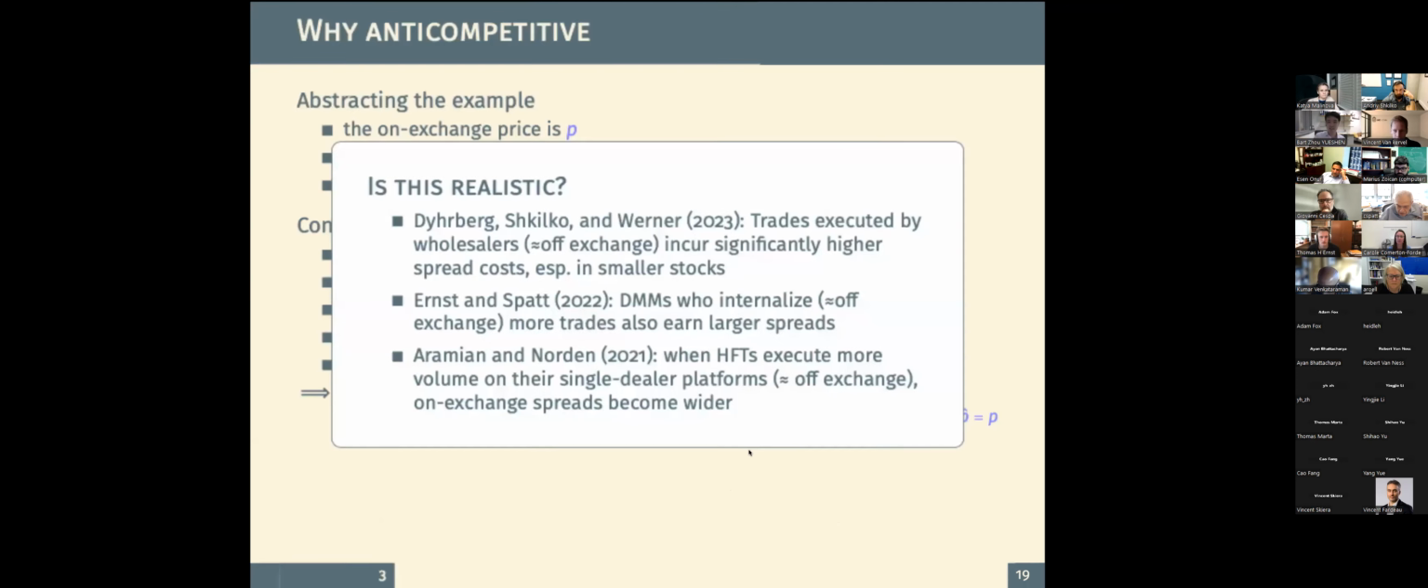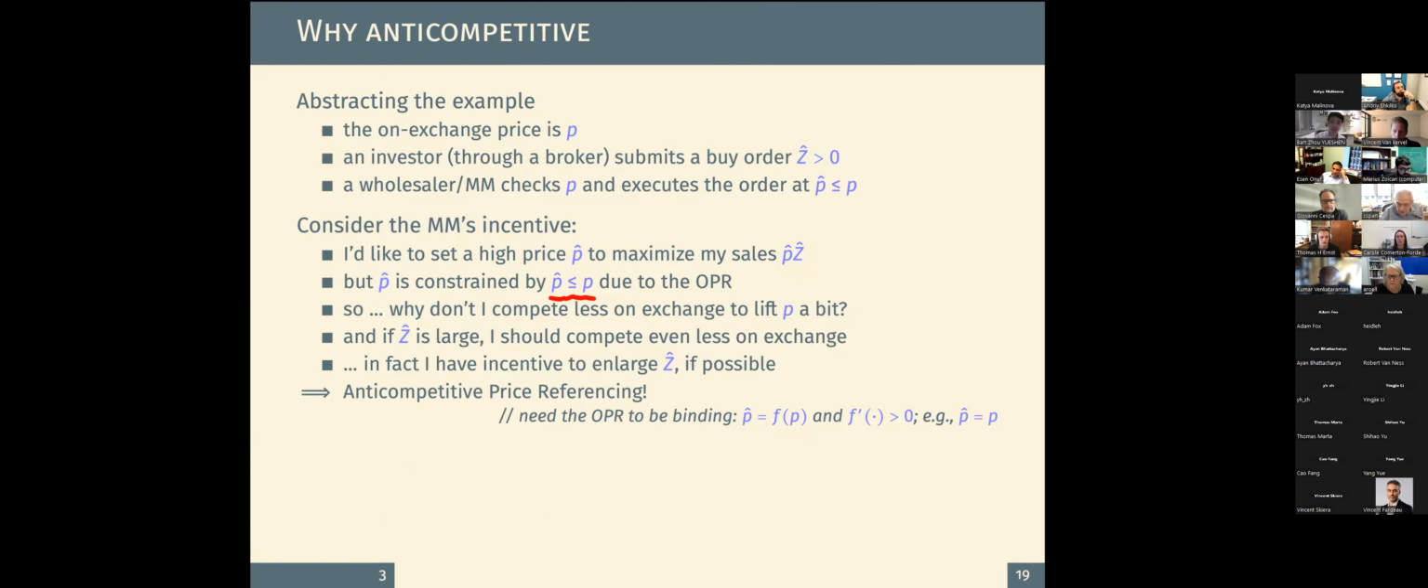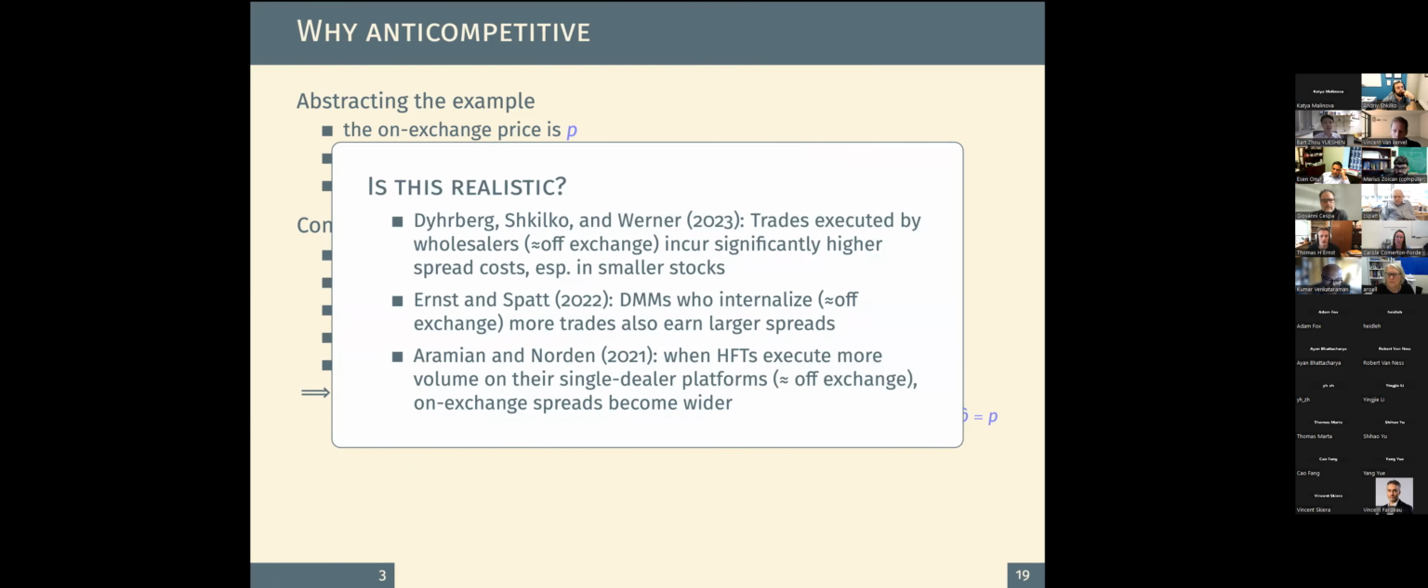As I was just quickly flashing, I forgot that we did actually do a reality check. We asked the question, is this kind of mechanism realistic? And we do find some empirical anchoring in the literature. For example, Anne, Andre and Ingrid have this recent paper documenting a lot of details of this retail trading business. One thing that struck us as echoing our model predictions is that they find that the trades executed by these wholesalers off exchange typically incur significantly higher spread costs, especially for small stocks where the retail trades relatively more. And Tom and Chester have this paper on the options market where they look at designated market makers randomly assigned on different options exchanges. When they internalize the off-exchange trading, these option orders, they also earn larger spreads.